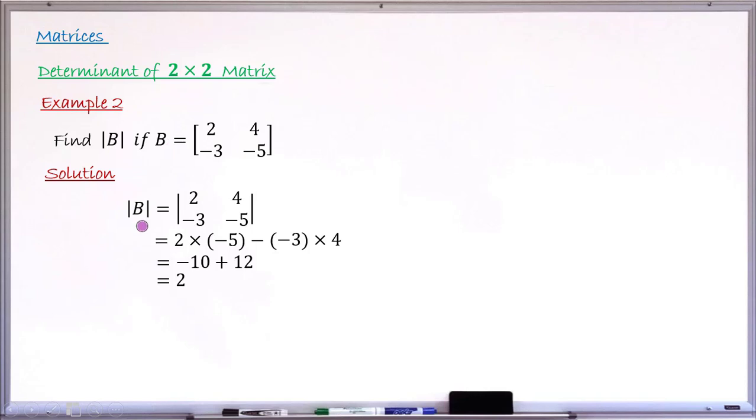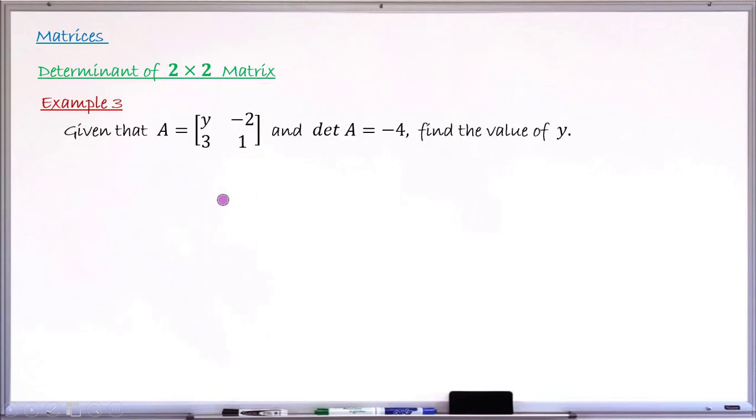Let me just take one more example. Example number 3 says, given that the matrix E has the entries y and minus 2 in the first row, 3 and 1 in the second row. So this is another 2 by 2 square matrix. And suppose the determinant of this very matrix E is given as minus 4. The question asked is to find the value of y. y is one of the entries in the matrix E. Look at the entry y.